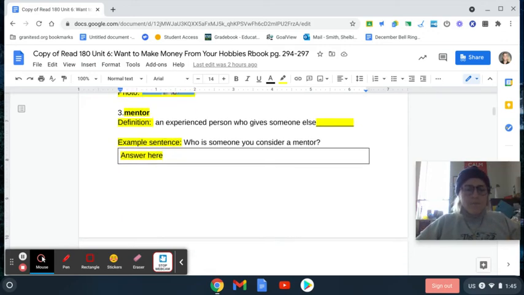Next word is mentor, an experienced person who gives someone else help or advice. A mentor is someone who helps you, a coach, a teacher, it could be a parent, it could be someone you look up to, like a professional soccer player or someone that you want to be like.